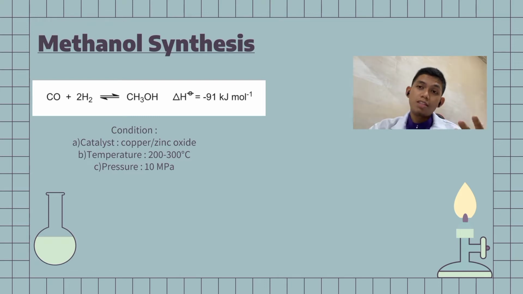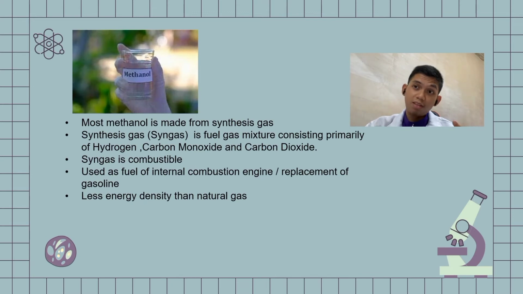The temperature must be around 200 to 300 degrees Celsius, and the pressure must be around 10 megapascals. To speed up this reaction, we could also use copper oxide or zinc oxide to lower the activation energy. So I think that's all from me. There is some more information that I left on the slide that you can read. Thank you.